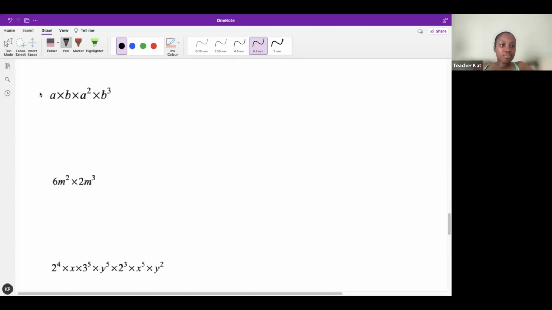We have 2 different bases, which is N, A, and a B. Okay, so this will equal a to the power of what? A to the power of 3 times b to the power of 4. Nice. We're getting good at this.